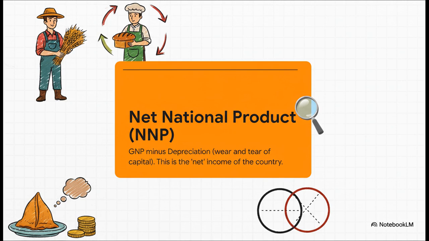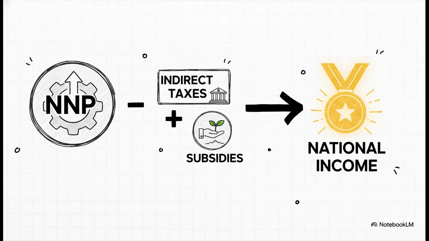Okay, think about the machines, the factories, the buildings that are used to produce all these goods. They get old, right? They wear out over time. This normal wear and tear is called depreciation. It's basically a cost of doing business. So, if we subtract the value of this depreciation from our GNP, we get NNP. It's kind of like the net or the real income of the country after you account for all that wear and tear.